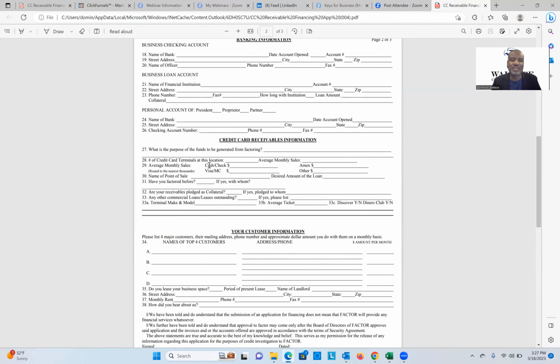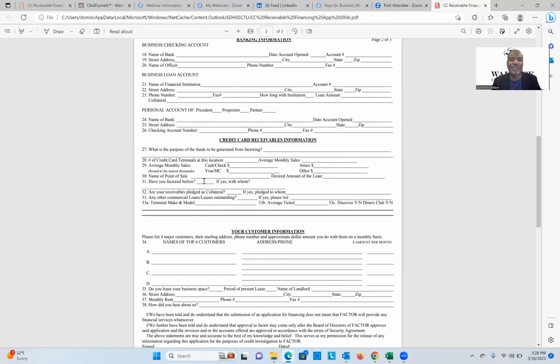So like between your cash and check amount, and these are on the average monthly, right? Your American Express, Visa, MasterCard, others. So other, I guess that would be like Discover. And then the name of your point of sale system, like who does your merchant? The desired amount of financing that you want goes right here.